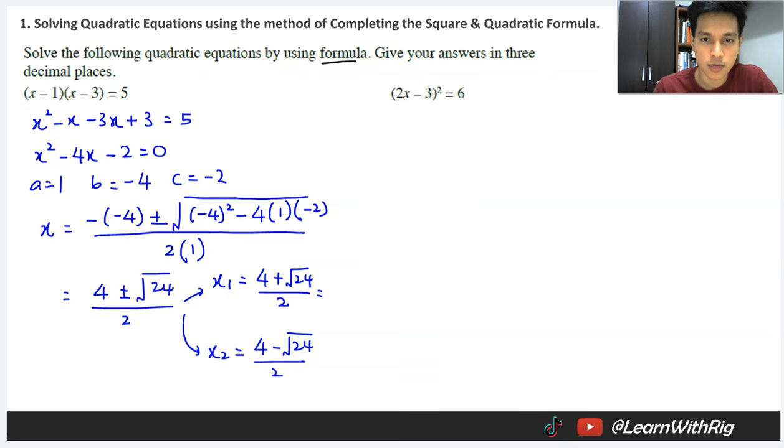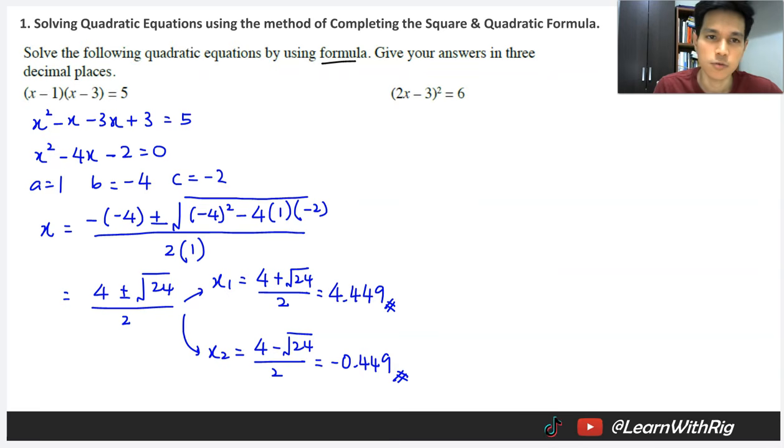Okay, you will have two answers because it's plus minus, so your answer should be 4.449 and negative 0.449. Right, so these are your answers. Next, let's solve the second one. 2x minus 3 squared equals 6.